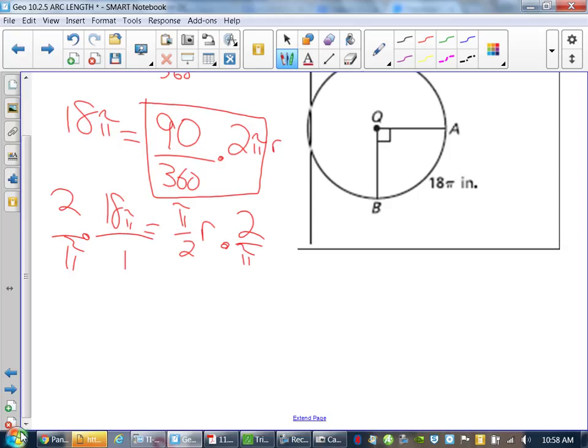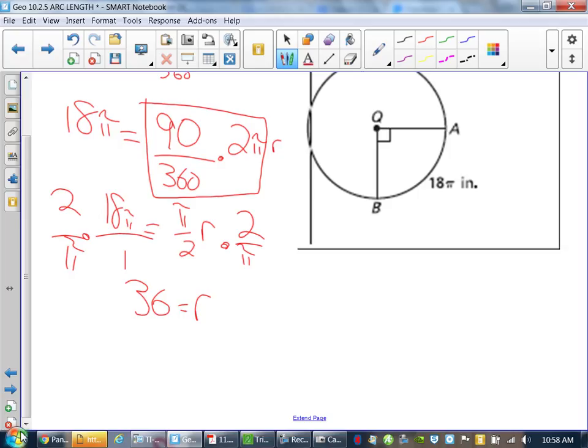What's 2 times 18? 36. What's pi divided by pi? What's 6 divided by 6? 1. So what's pi divided by pi? 1. There's your radius.